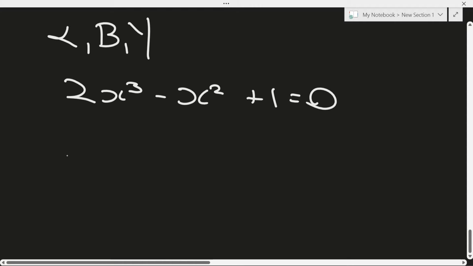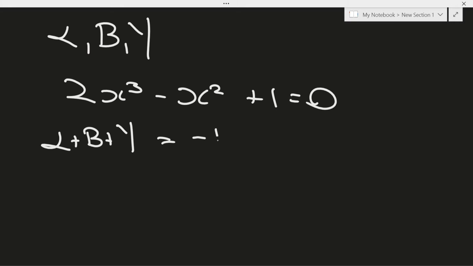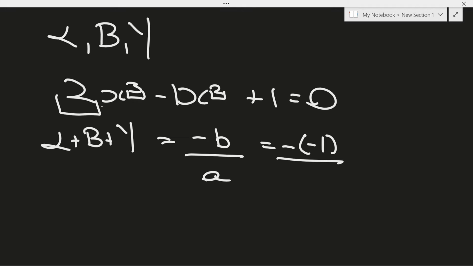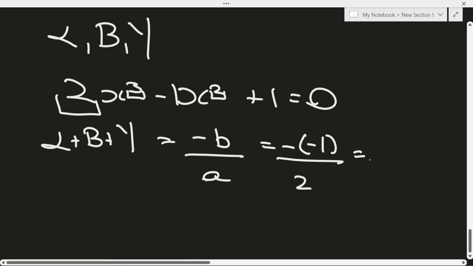All we want to do is find the sum of the roots. So we want to find alpha plus beta plus gamma is equal to minus b over a. And for b, we look for the term with the second highest degree. In this case, the highest degree is 3, so the second highest degree is 2. Since this is the second highest degree, this will have the b value, right? And the b value is minus 1. So we'll have minus times minus 1 over 2, because the a value is 2. Negative times negative is positive, so we get positive a half.